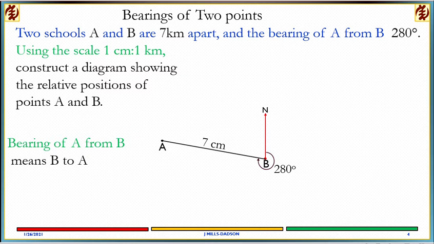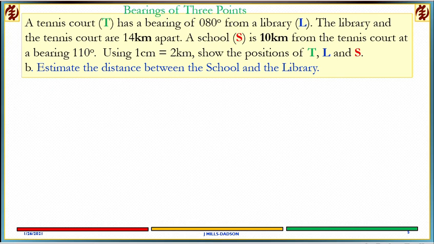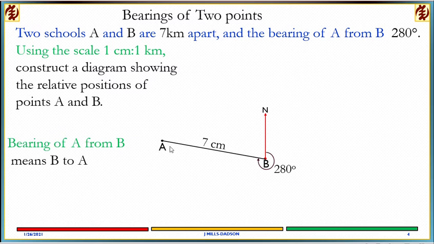I've now been able to locate where A is. So we've now been able to use scales to represent exactly what this wants us to do: the relative positions of A and B. This is where it's going to be: distance 7 cm, angle exactly 280 degrees. Okay. Now let's look at a typical exam question.